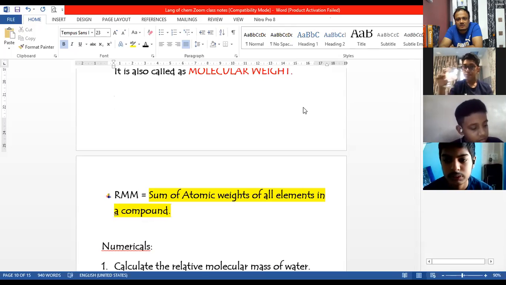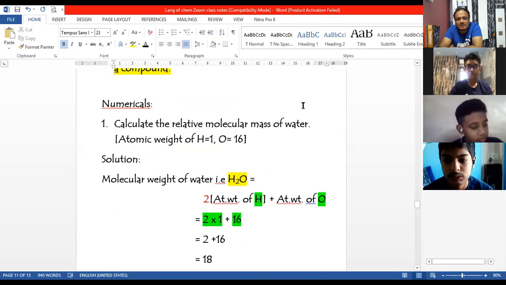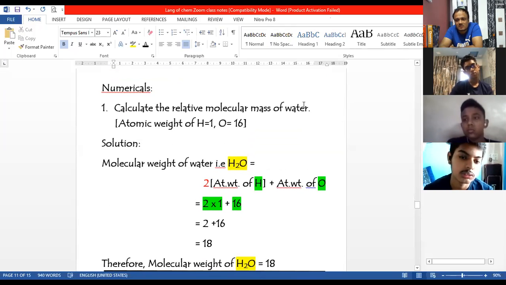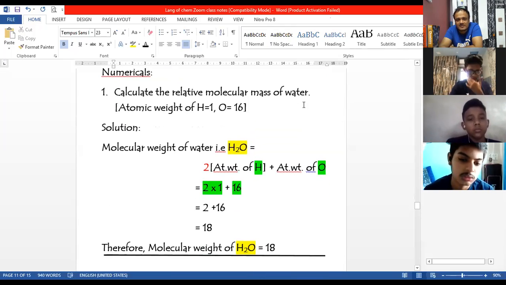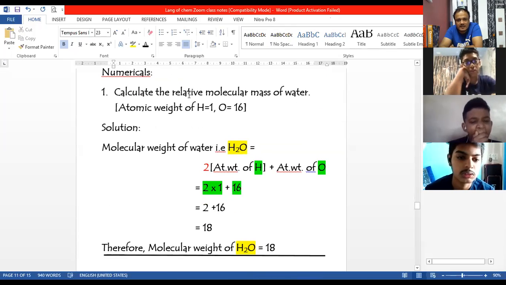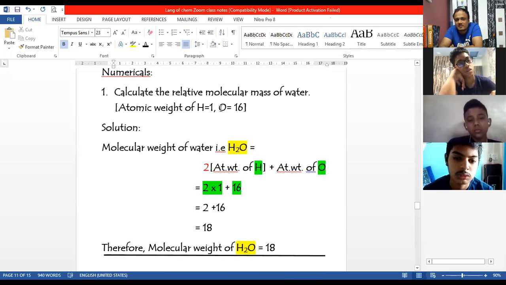Right. So we will do one numerical. I'll explain one numerical and I'll give you one question so that you can do it on your own. Very simple example. The first question is: calculate the relative molecular mass of water. And as I told you, atomic weights are provided. So the atomic weights of hydrogen and oxygen are given.